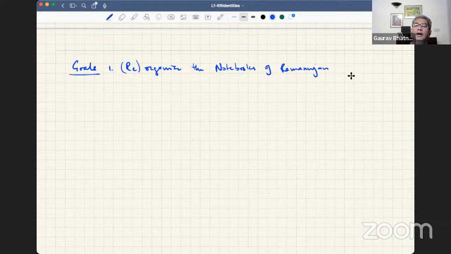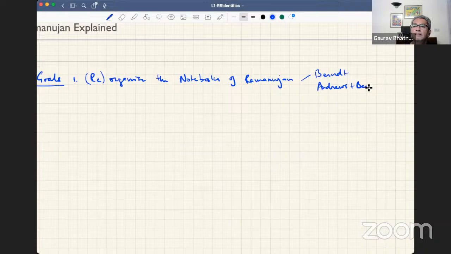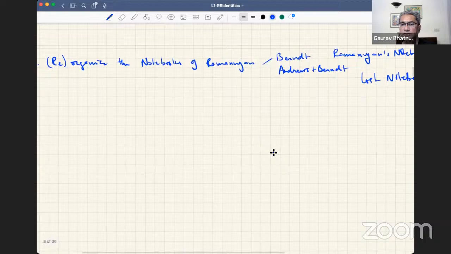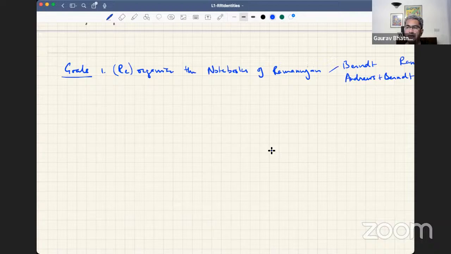The primary references are Berndt, Ramanujan's notebooks, and Andrews plus Berndt. This is a large task. So this is Ramanujan's notebooks and the lost notebook. Ramanujan had some published work later, but the notebooks came before he went to England, and the lost notebook, most of it came after he came back from England. So that is the work which was not so much available.